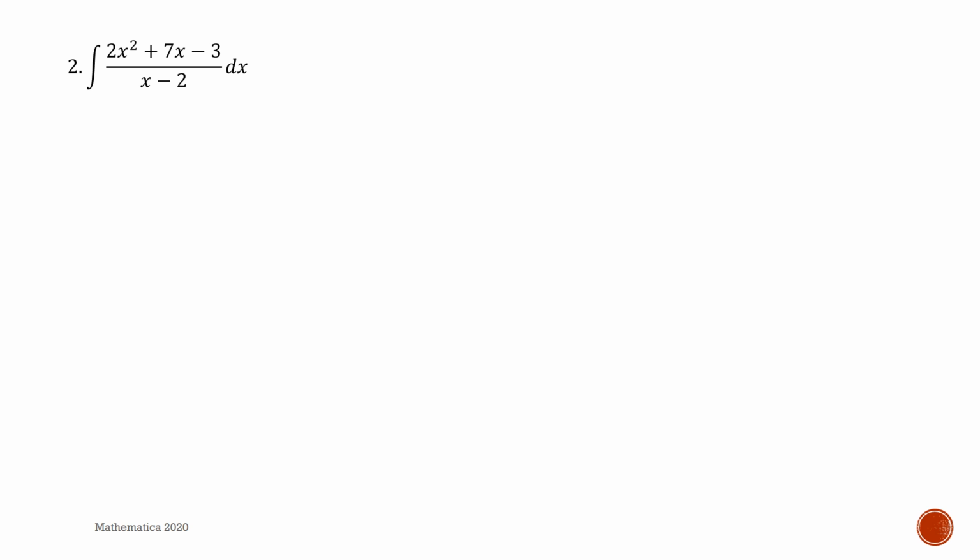Okay, so let's take a look at the second example. We have (2x squared plus 7x minus 3) over (x minus 2). Once again, we have a quotient. The degree of the numerator is larger than the degree of the denominator. So therefore, through the magic of math, there's the form: the quotient plus the remainder over the divisor. Okay, we performed long division, and this is what we ended up with.